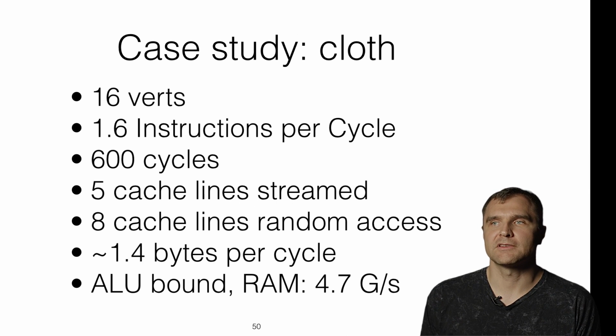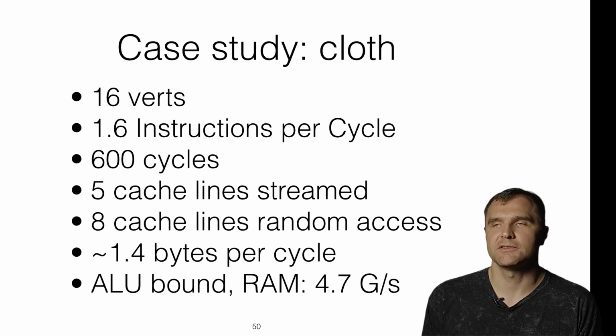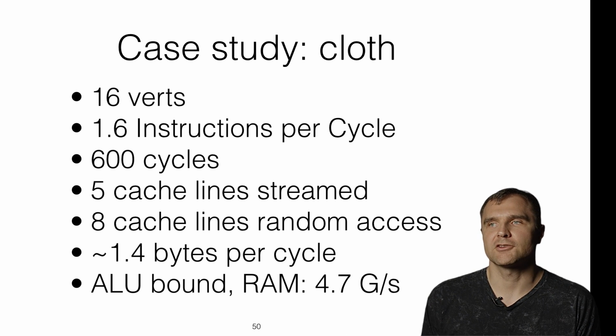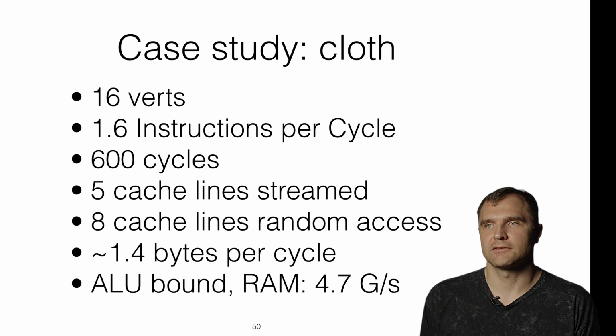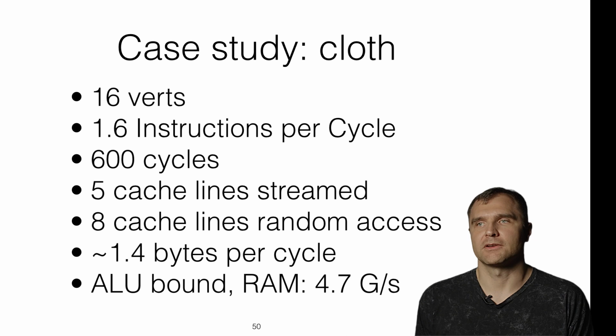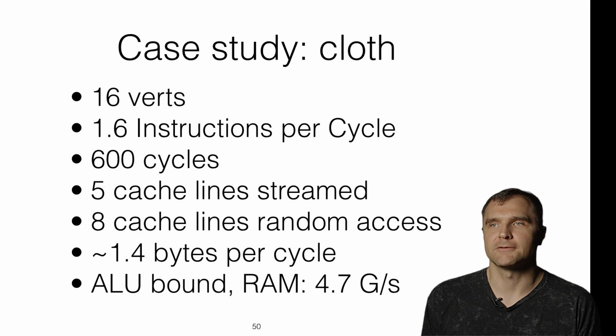Here is a specific example of how I measure performance and bandwidth. In a cloth solver, I have bulky cloth elements moving 16 verts at a time. It takes 600 clock cycles to run 1,000 instructions. The data is 5 cache lines streamed and 8 cache lines scattered gathered on top of it. That's 46 cycles per cache line, a bit worse than 1 byte per cycle.